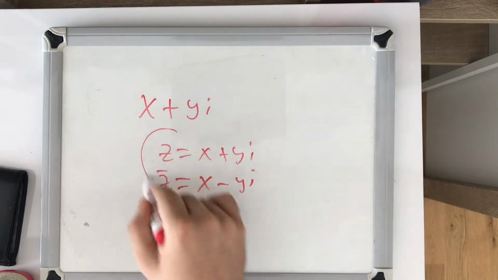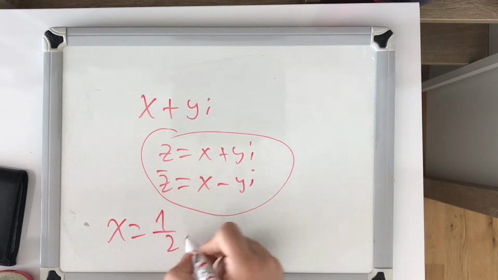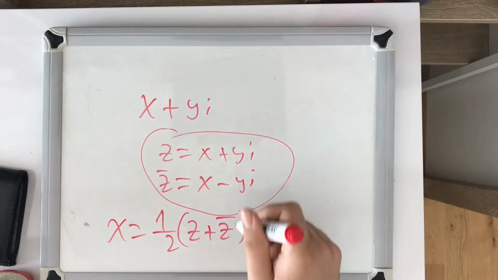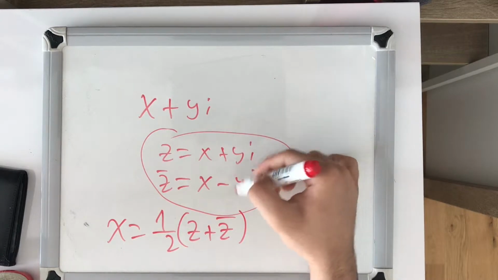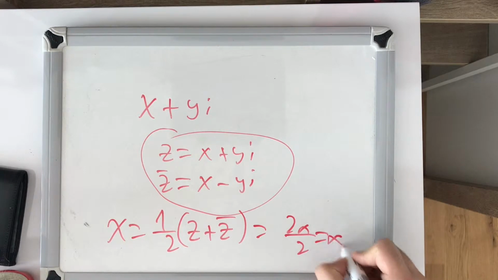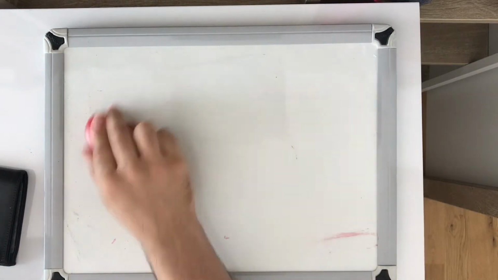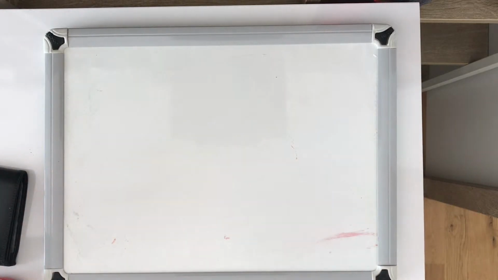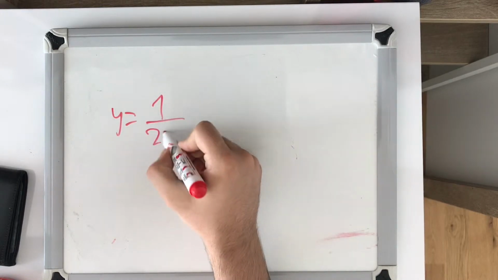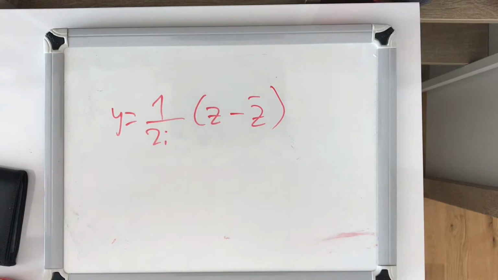So using these two, actually we can write the x coordinate as 1 over 2 times z plus the conjugate of z. Notice that here the yi's cancel and 2x becomes 2x over 2, which is equal to x. And similarly, we can write the y coordinate of the complex number using conjugates as follows: 1 over 2i times z minus the conjugate of z.